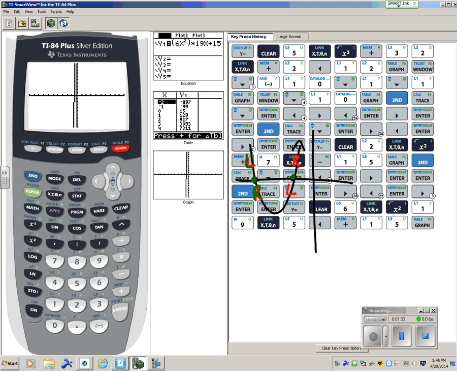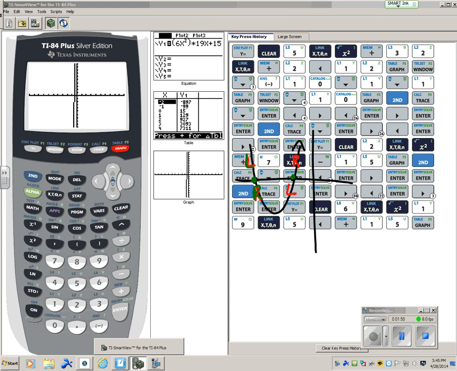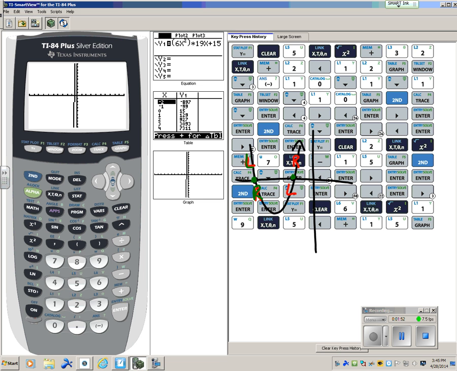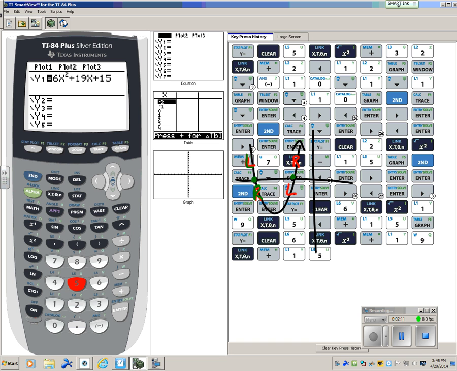Huh. Looks like I'm only getting 1 there. So I want to double check what's going on here. 6x squared plus 19x plus 15. Whoa. Let's clear that all out of there. 6x squared plus 19x plus 15. Graph.